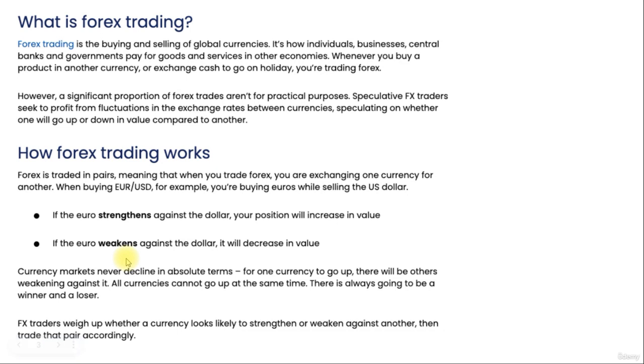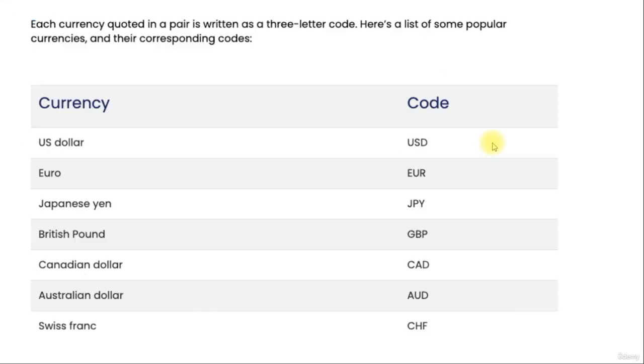Currency markets never decline in absolute terms. For one currency to go up, there will be others weakening against it. All currencies cannot go up at the same time. There is always going to be a winner and a loser. FX traders weigh up whether a currency looks likely to strengthen or weaken against another, then they trade the pair accordingly. So let's say you are bullish on the Japanese yen versus the dollar, you can buy Japanese yen and sell dollars. So you can trade a particular currency pair, that is JPY/USD. So this is how forex works.